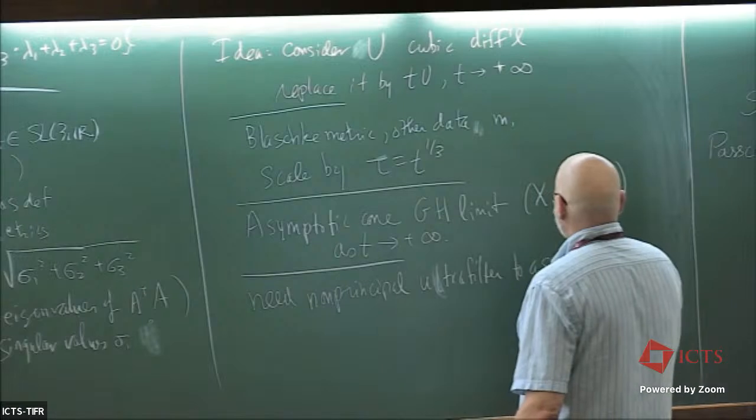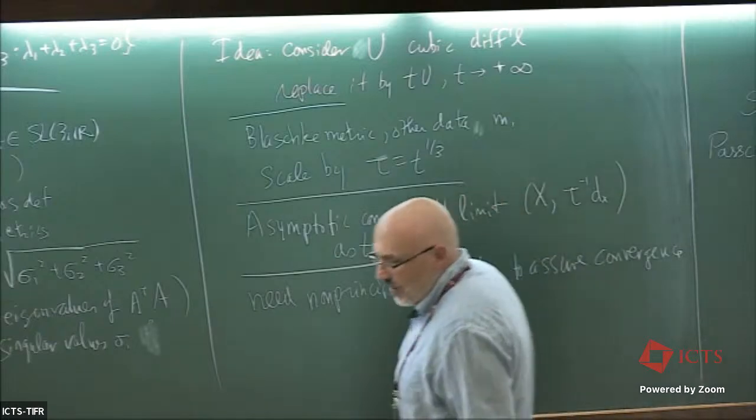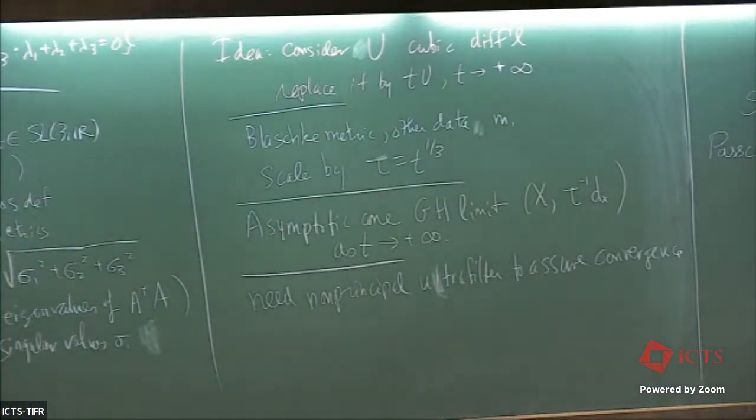To assure convergence. Okay? So basically the idea is that you know that if you have a sequence, a sequence where the indices are the natural numbers, you can take subsequences. And so that's the standard notion of compactness. You take a limit, you take a subsequence.